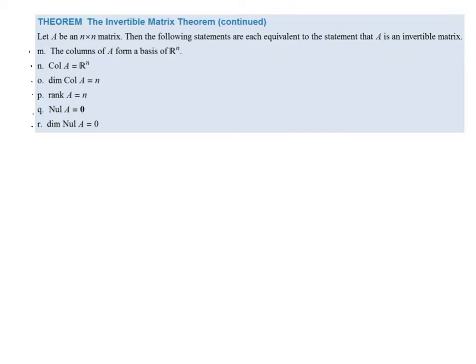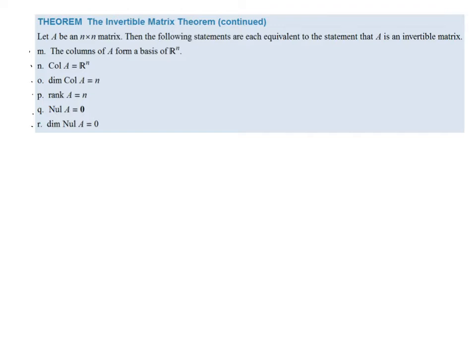The columns of A form a basis of Rn. Column space of A is equal to Rn. The dimension of the column space is equal to n, the number of columns. The rank of A is equal to n, because that's the same as the column space. The null space of A is equal to just the 0 vector, so there's no free variables, which we should know. And then the dimension of the null space is equal to 0.